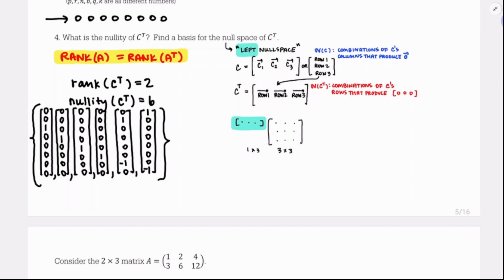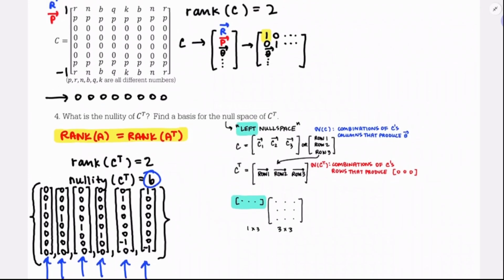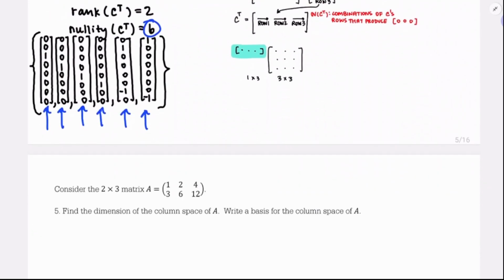Also, I do want to point out that the nullity of the transpose is 6, so I would expect 6 vectors in a basis, and that is exactly the number of vectors that I do have in that basis. Because that's all the different ways that I could have combined the original rows of C to get the 0 row.